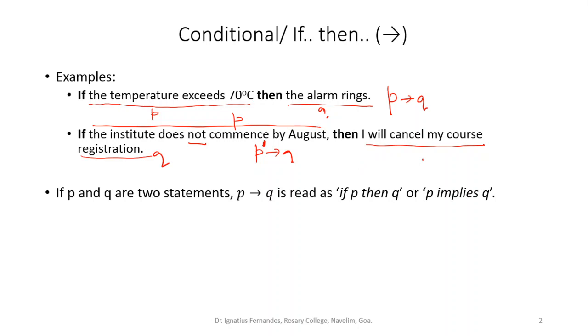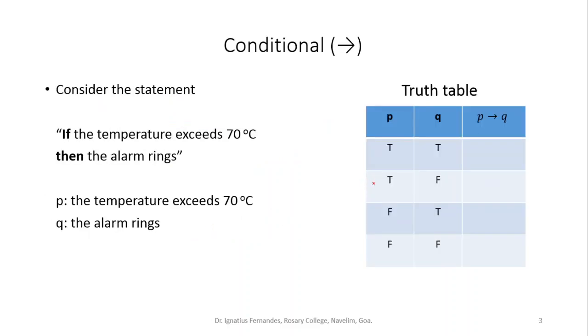So we want to write down the truth table for this. If P and Q are two statements, P implies Q is read as if P then Q, or P implies Q. And it is true if whenever P is true, then Q is true. So this is only talking about when P is true, Q is true. When P is false, it is not talking about what happens to Q. It only stresses that when P is true, then Q should be true. So let us write down the truth table for this.